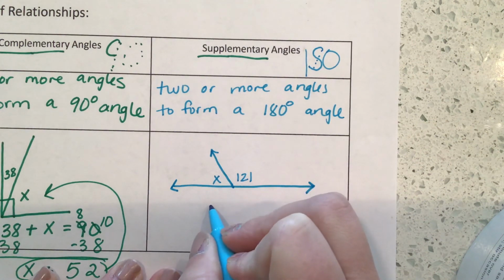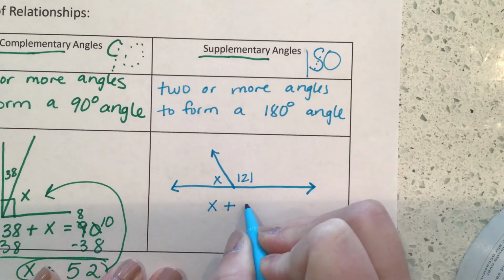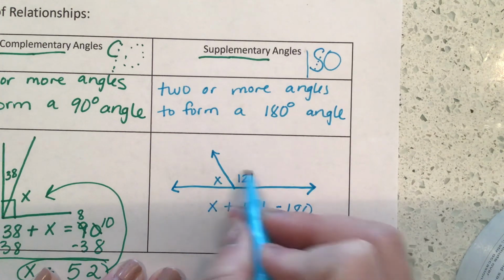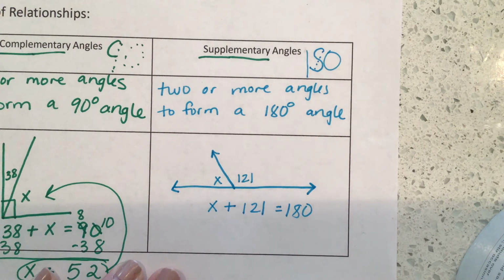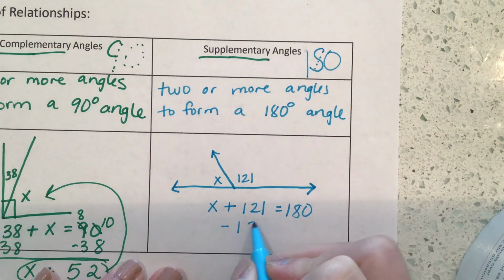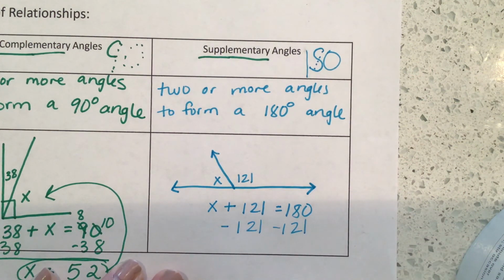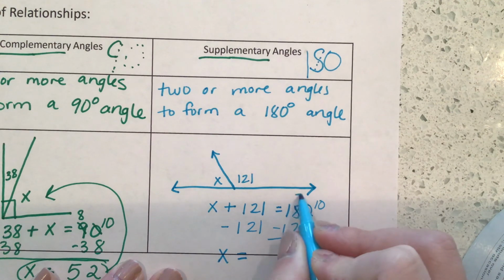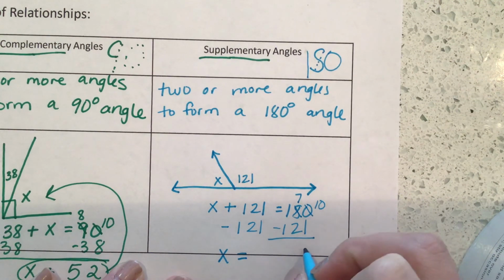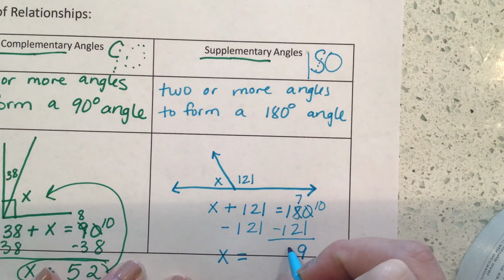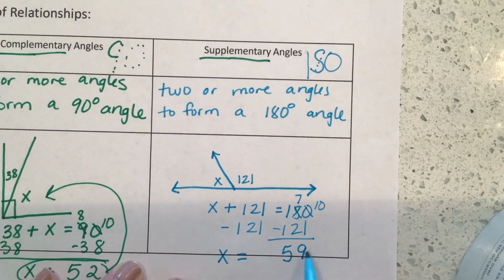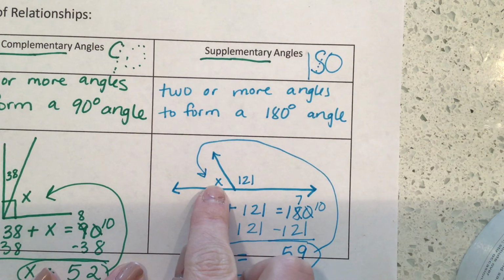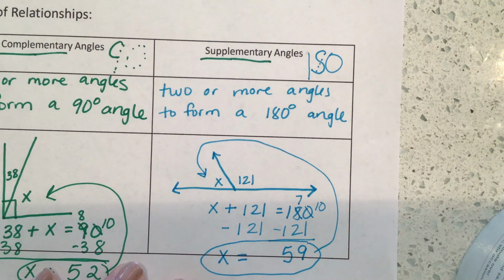Okay, so on your assignment, you're going to have to write the equation. And these two angles, X and 121, add up to 180. So this looks like a one step, so I'm going to subtract 121 from both sides. I'm going to have to do some borrowing here. That becomes a 10. This becomes a 7. 10 minus 1 is 9. 7 minus 2 is 5. So the measurement of this missing angle is 59. And we said originally that this was an acute angle, and 59 is an acute angle measurement. So that's a good way to check yourself.